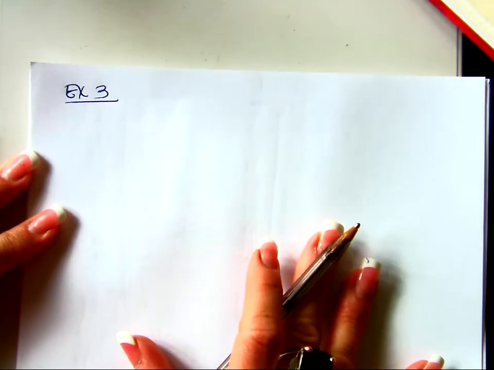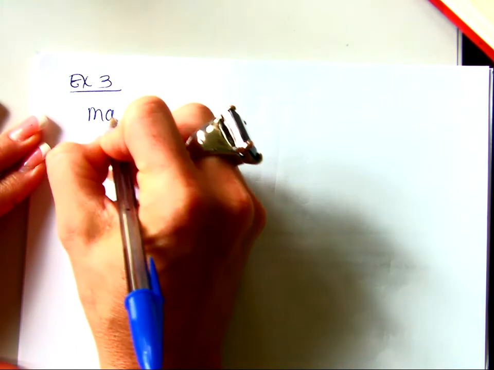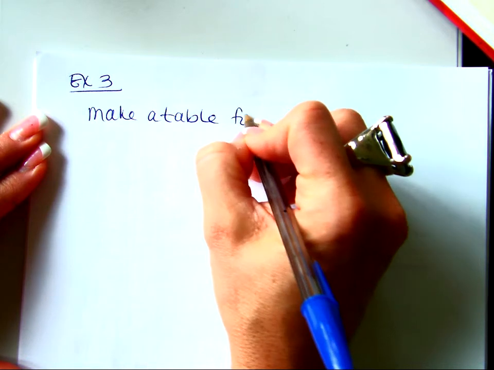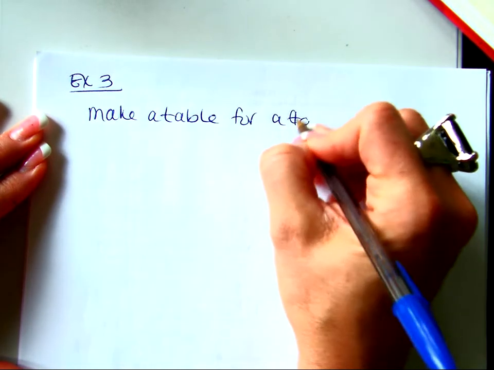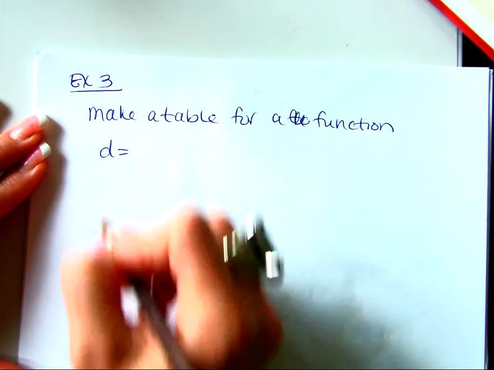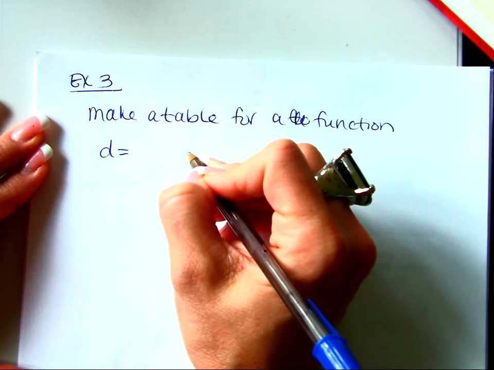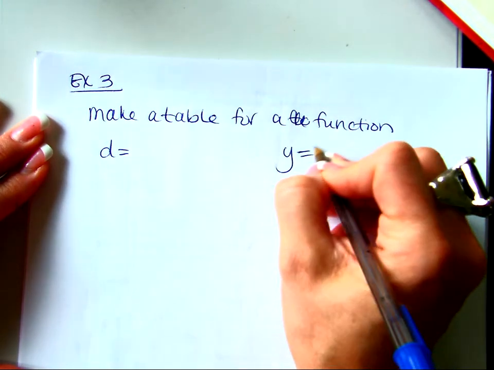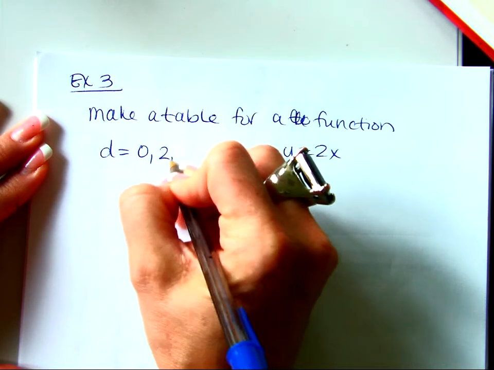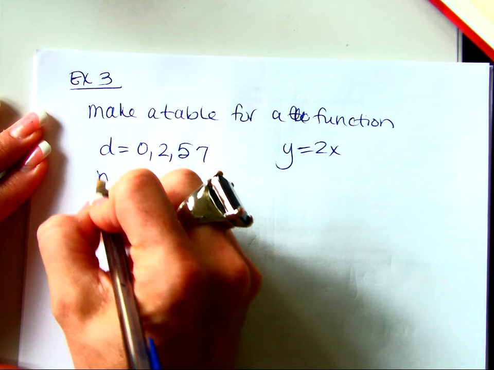Okay, so we're going to move on to example 3 now, where I'm asking you to make a table for a function. And what that means is I'm going to supply you with the domain. If I were to ask you the domain of the function y equals 2x, that's our function, and the domain that's given is 0, 2, 5, and 7. It's going to ask you to identify the range.